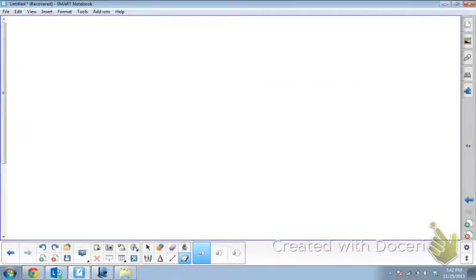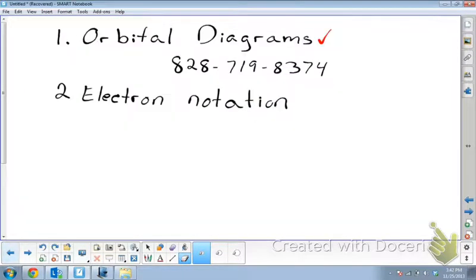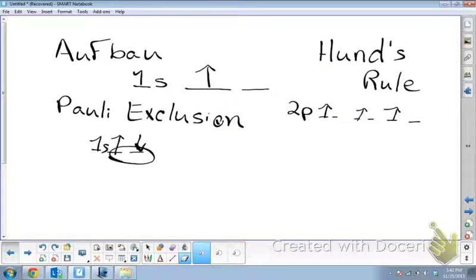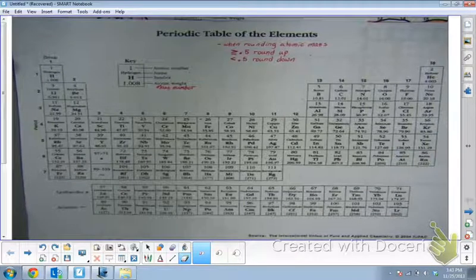We can continue doing this for any other element on the periodic table. Let's go back and look at our periodic table and pull that up. Here's our periodic table again. We're going to write on here and look at some elements and write the shorthand notation to give you some examples of how to do this.